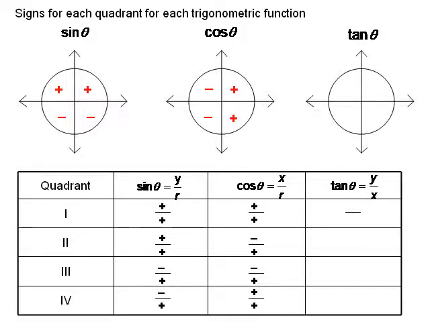Now on to tangent. Tangent is y over x. The y values in the first quadrant are positive. X values in first quadrant are positive. So a positive divided by a positive is positive. In second quadrant, y's are positive, but x's are negative. So a positive divided by a negative is a negative. In third quadrant, y is negative, x's are negative, so a negative divided by a negative is a positive. And in fourth quadrant, y is negative, x is positive, so a negative divided by a positive is a negative, so angles terminating in the fourth quadrant for tangent will be negative.